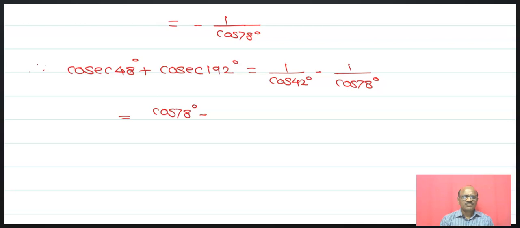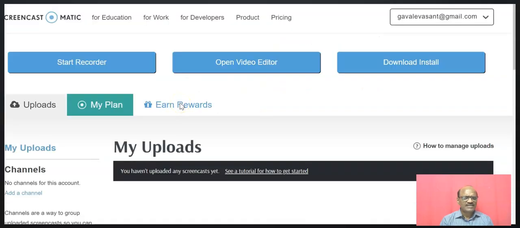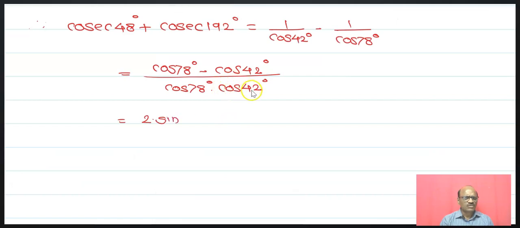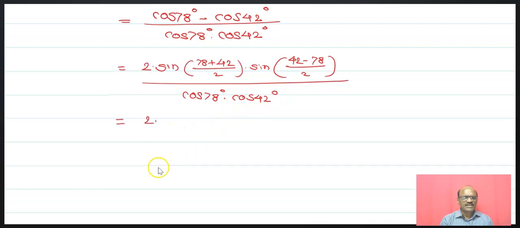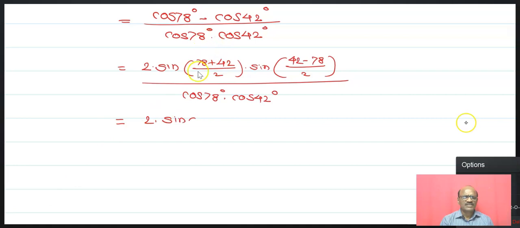Now we take the cross multiplication: 1 into cos 78 minus 1 into cos 42, upon cos 78 into cos 42. Here we apply the formula for cos C minus cos D, that is, 2 times sine of (C plus D) upon 2 into sine of (D minus C) upon 2, upon cos 78 into cos 42. The denominator is as it is.